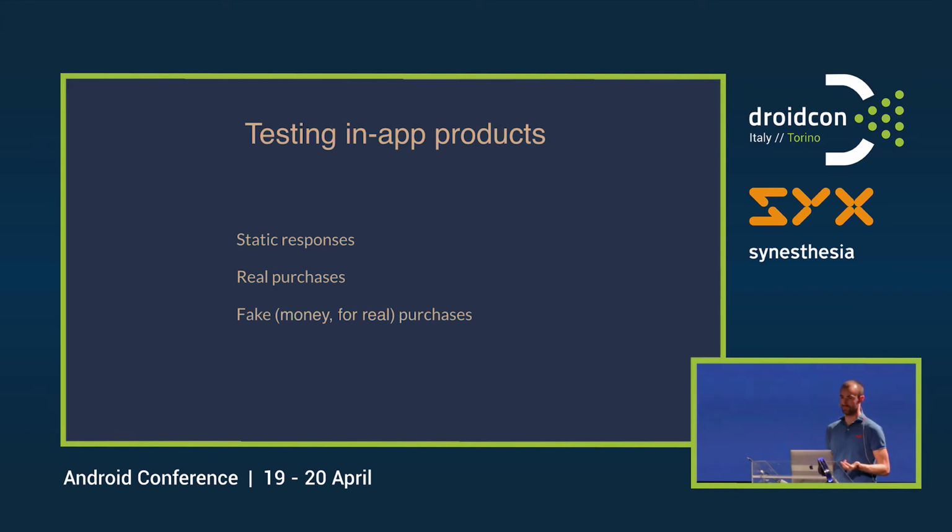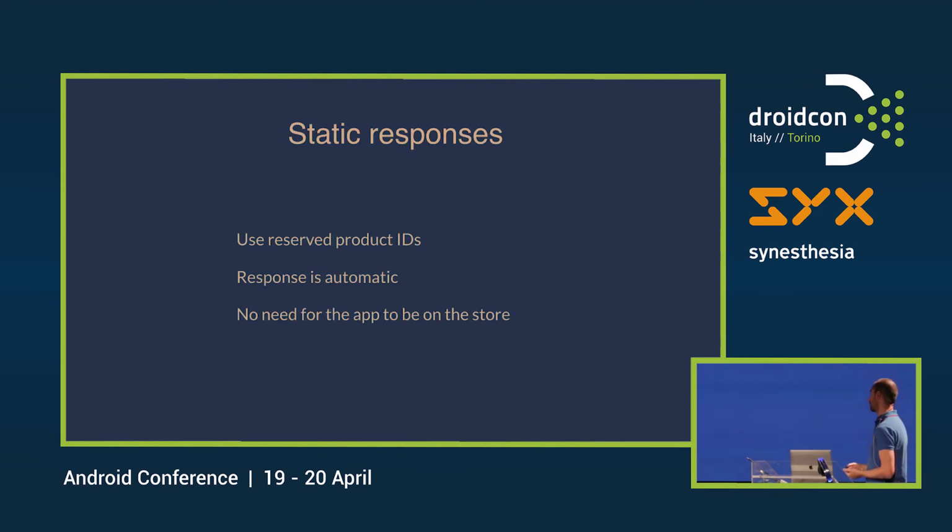So we have 3 tools, basically. The first one is called static responses. The second one is called real purchases. And the third one is, well, fake purchases. By fake purchases, I mean it's real purchases, but we use fake money, so we're not getting charged for anything. And let's start with static responses.